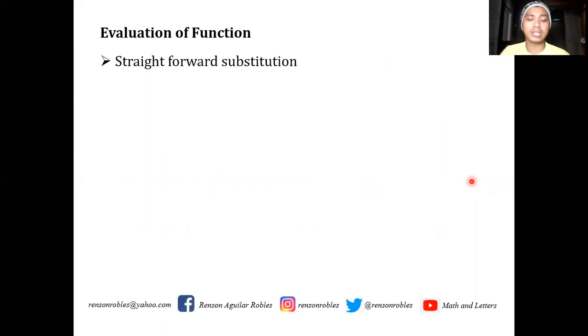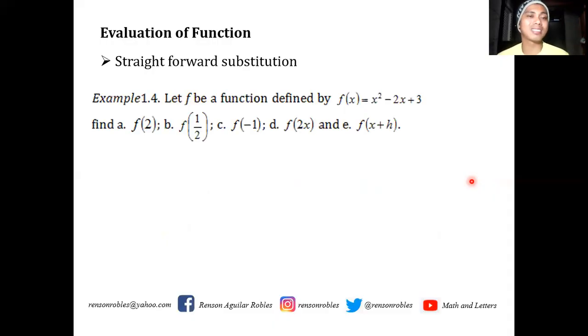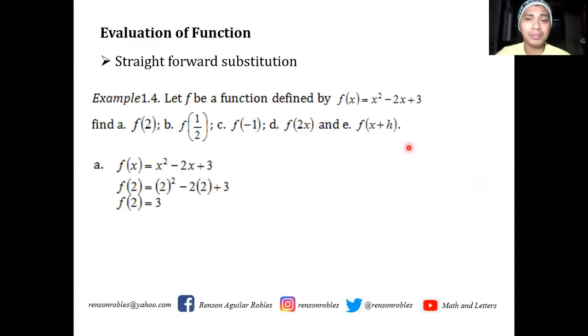For instance, if we let f be a function defined by f of x equals x squared minus 2x plus 3, and if we want to get the values f of 2, f of 1/2, f of -1, f of 2x, and f of x plus h, then we can do a straightforward substitution. For f of 2, you will just be replacing x by 2. So you have 2 squared minus 2 times 2 plus 3, and you obtain 3. So f of 2 equals 3.